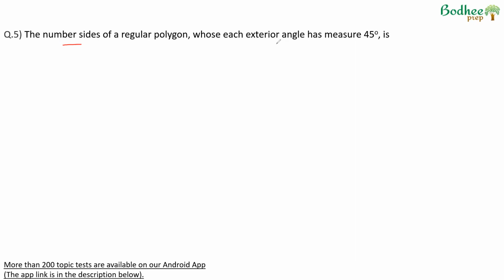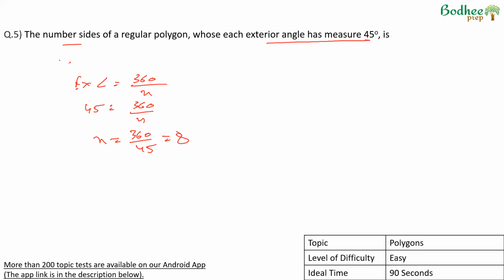Number of sides of a regular polygon with each exterior angle measuring 45. Exterior angle of a polygon is given by 360 by n, where n is the number of sides. Here this is 45, this is 360. You have to find the value of n. N will simply be 360 by 45, which is 8. And that becomes my answer. The question is done. Basic formula, a minute to solve, easy question.